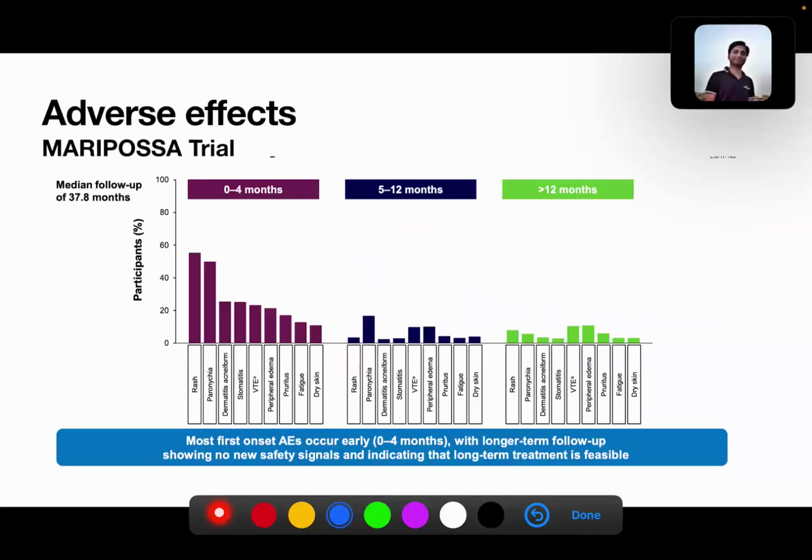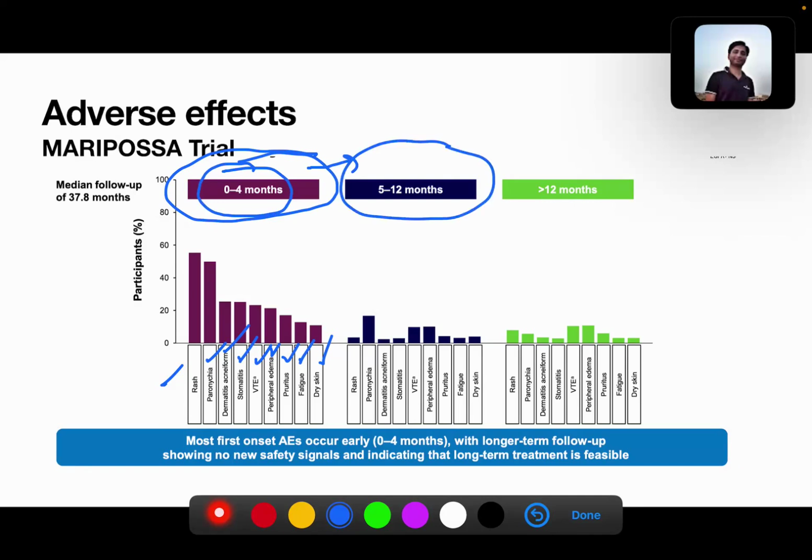Coming to the toxicity, you can see over here that you have rash, paronychia with the nails, dermatitis, stomatitis, venous thromboembolism, peripheral edema, pruritus, fatigue, and dry skin. You notice once again that all this toxicity is front loaded. You usually see it within the first 4 months. With further treatment with the drug, the toxicity rates come down significantly.